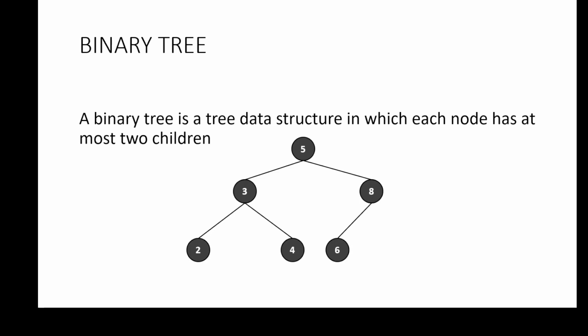In this tree, the root node is 5 and has two children, 3 and 8. The node 3 has two children, 2 and 4. The node 8 has one child, 6. Looking into the diagram, it satisfies the condition given for a binary tree, where each node has at most two children.